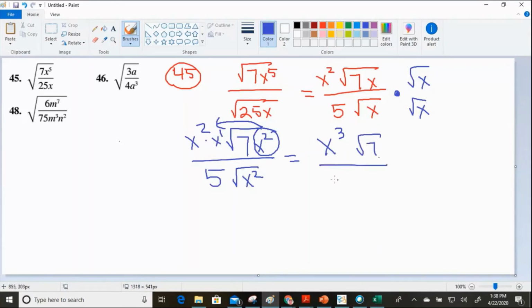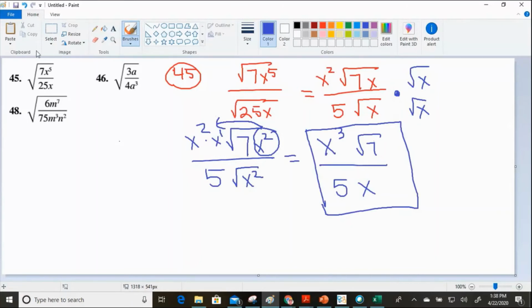On the bottom, I have a 5. X squared will pull out. That is an x. And we're good now because we do not have a radical on the bottom. You can't have a radical on the bottom.